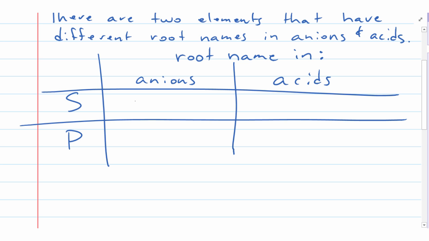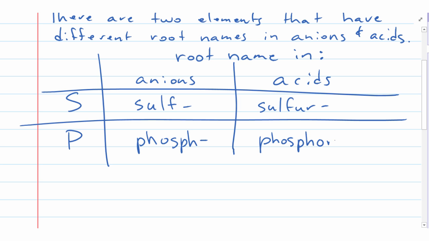In the case of sulfur, what is the root name of sulfur? It's going to be S-U-L-F, because we have sulfate, sulfite, sulfide. And in the case of phosphorus, it is phosph. So we had phosphate, phosphite, phosphide. But now in acids, it's going to be sulfur and phosphor. We add on an additional syllable when we name them as acids.